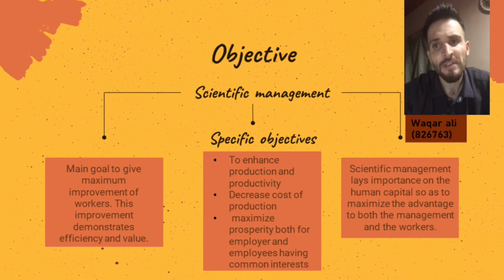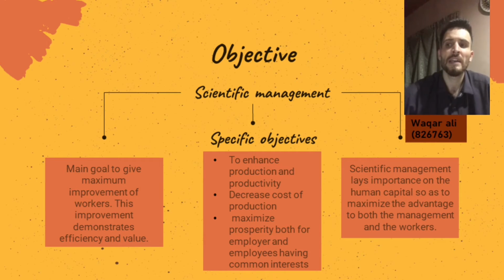Objective: Frederick Taylor's contribution to management and his main goal, the maximum improvement of the worker. This improvement demonstrates efficiency and value. The specific objectives are to enhance production and productivity, decrease cost of production, and maximize prosperity both for employer and employee, having common interests, not opposite to each other.